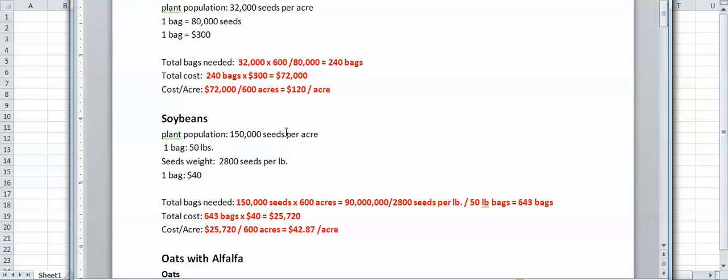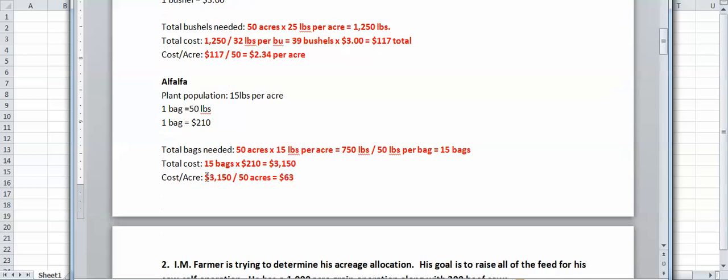Soybeans are a little bit different because there we figured out total number of seeds and then divided by seeds per pound to figure out number of pounds of seed, and then divided by 50 pounds per bag to get number of bags needed. And from there we figured out that we needed 643 bags on this problem. Multiply that by dollars per bag to get total cost. Get total cost divided by number of acres to get cost per acre. And it's similar for oats and similar with alfalfa.